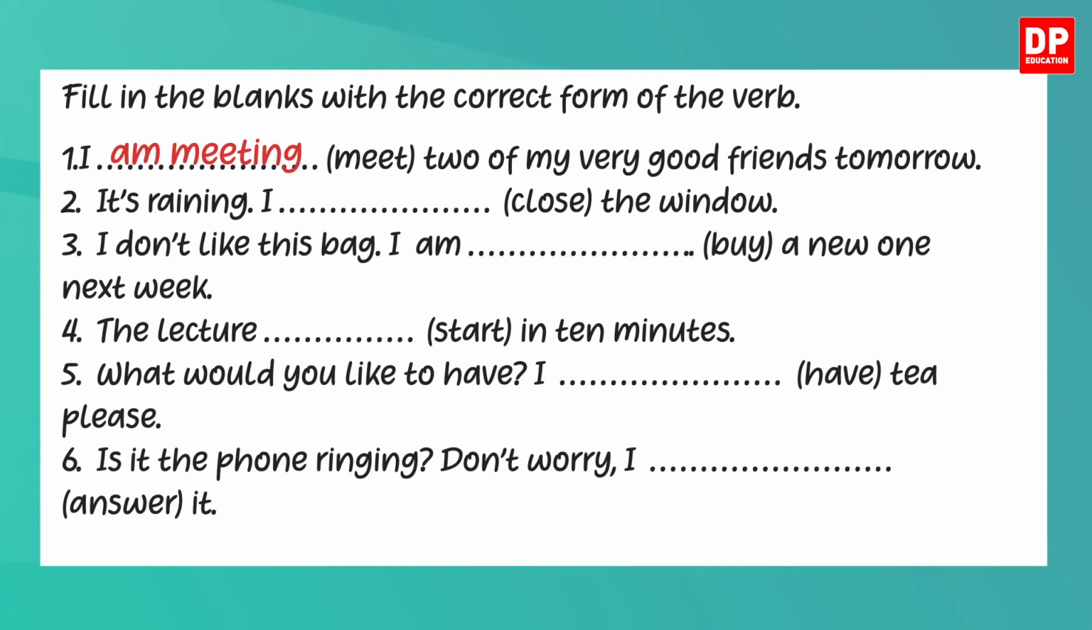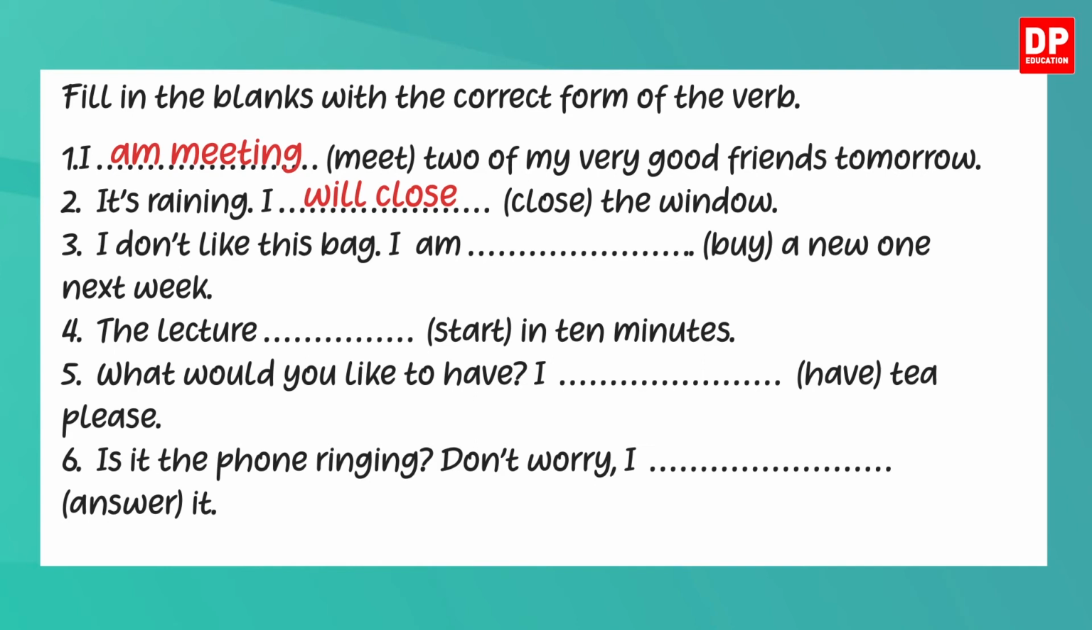Let's look at the second one now. It's raining. I blank close the window. As you can see, this is a spontaneous decision. It's not pre-planned. The decision to close the window was taken then and there because it was raining. So it should be will close. The answer is, it's raining. I will close the window.